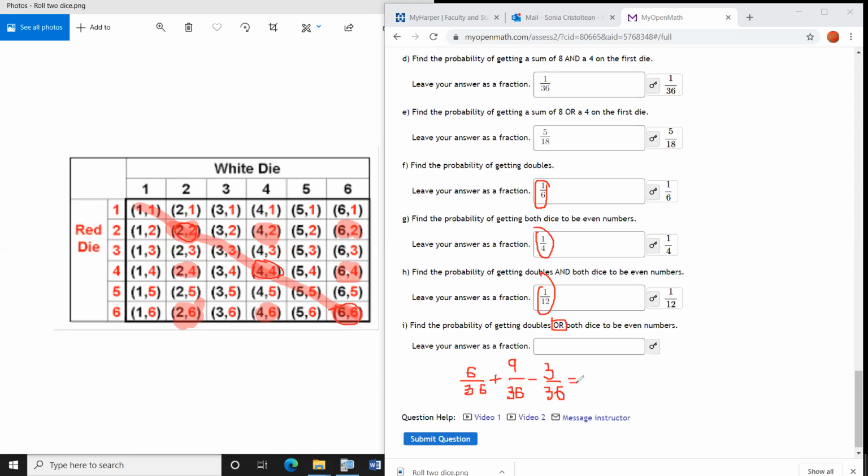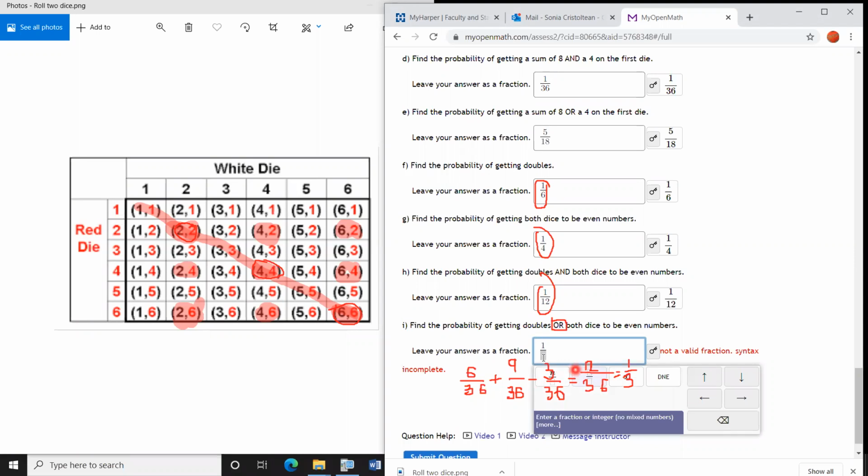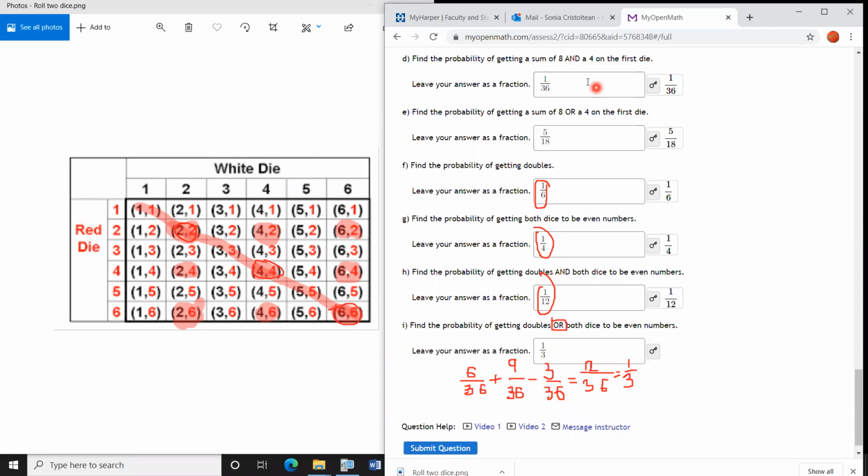So if you do the work right here, you will get 6 plus 9, which is 15, 15 minus 3, which will be 12. 12 divided by 36 simplifies to 1 over 3. And that should be the answer for my final question. Let's see. It is 1 over 3. Okay. Now I will clear all the drawings and I will check the answer.